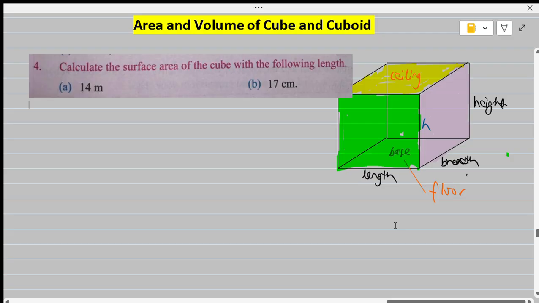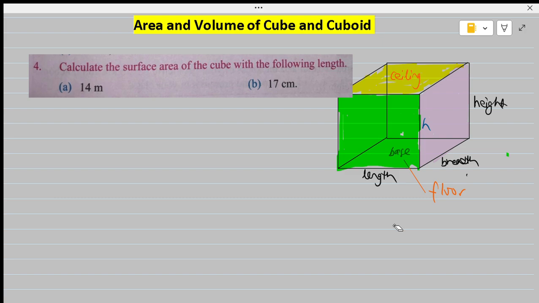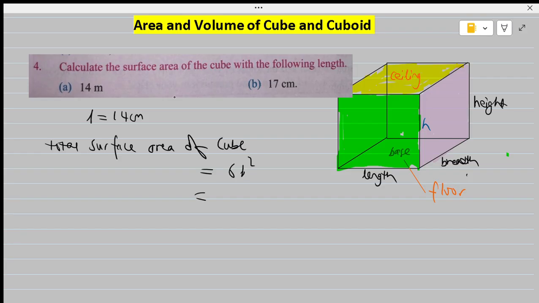Okay, so here we are asked to find the surface area of the cube of the following length. Here the length of the cube is given as 14 centimeter. So total surface area of cube, total surface area of cube equals 6L square. So 6 into 14 square you have to do.